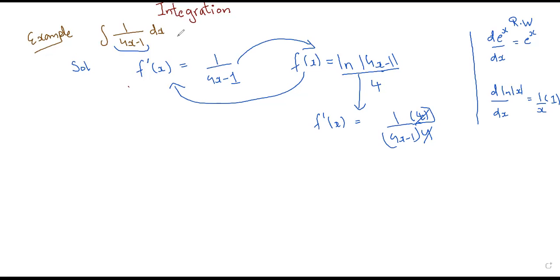So this implies I'll have f of x plus c, and f of x is ln of 4x minus 1, divided by 4, plus c. Is it clear? Yes. Okay, this is the answer. Are you sure it's clear? Yes, it is. So should we move on to the second topic?